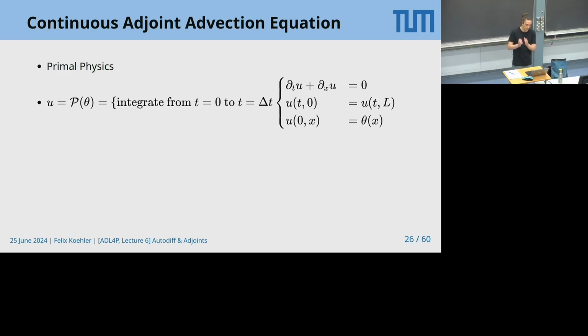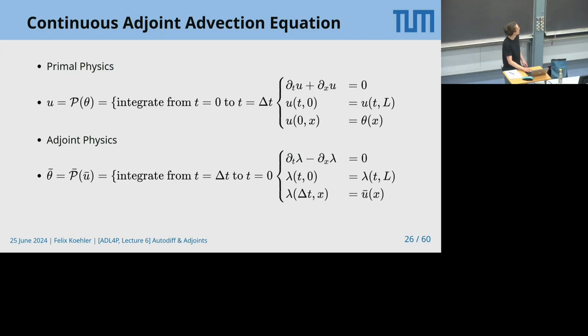Now the second name of the lecture comes in: if you do reverse mode, this is typically called adjoint physics. The adjoint physics for the advection equation looks like this: I have cotangents on the output, given as u bar, and I get my cotangents on the input, given here as theta bar, sorry, the name is a bit confusing. The point is that this advection physics goes reversely in time. It says integrate from the end, from t equals delta t to t equals 0. And the equation also looks different.